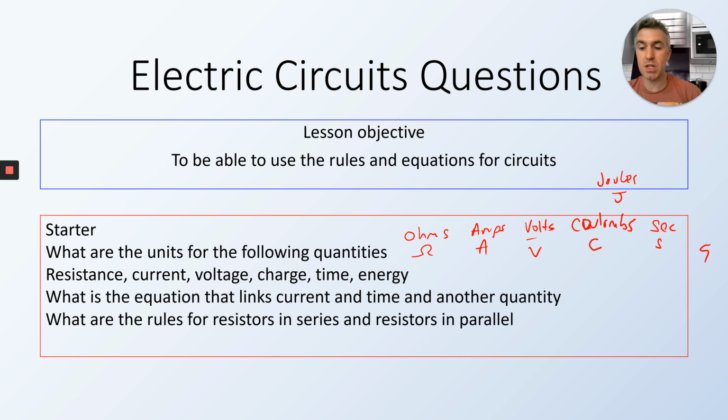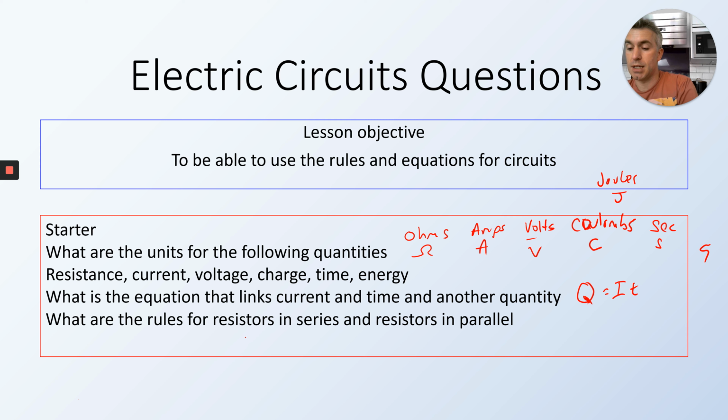What is the equation that links current, time, and another quantity? Q is equal to I T. Charge is equal to current times time. And what's the rule for resistors in series and the rule for resistors in parallel?